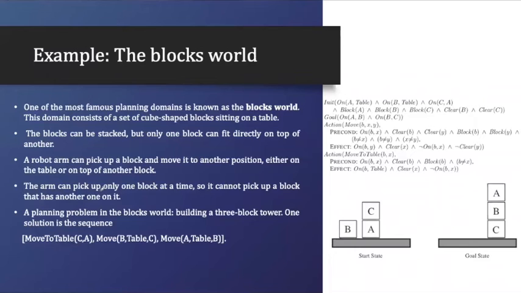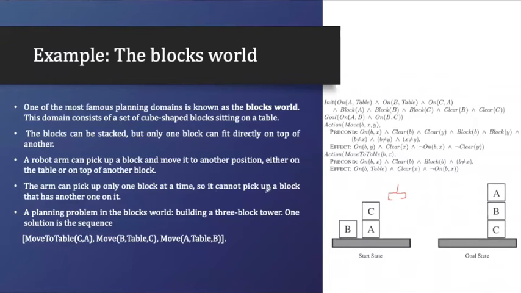The arm can pick up only one block at a time. So there is an arm. You can assume that we have a robotic arm. That arm could pick up any of the blocks, one at a time.